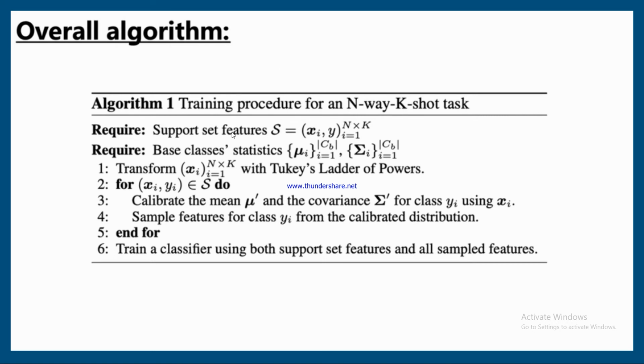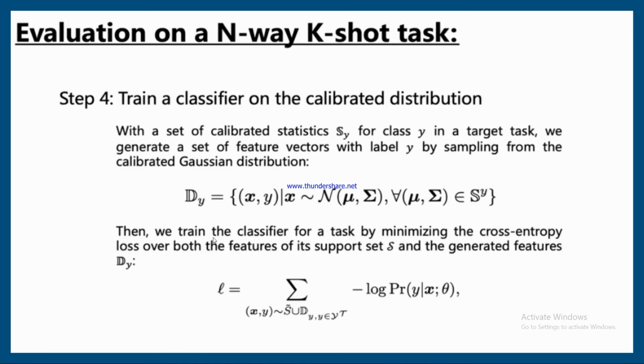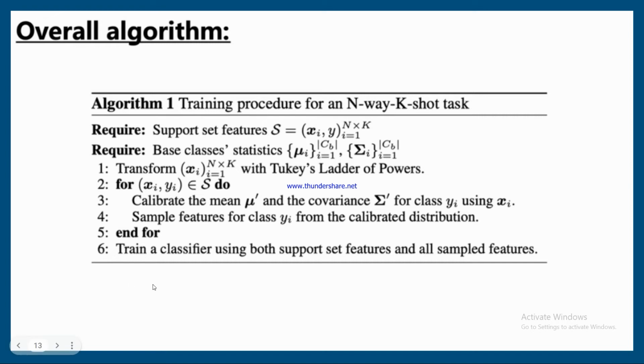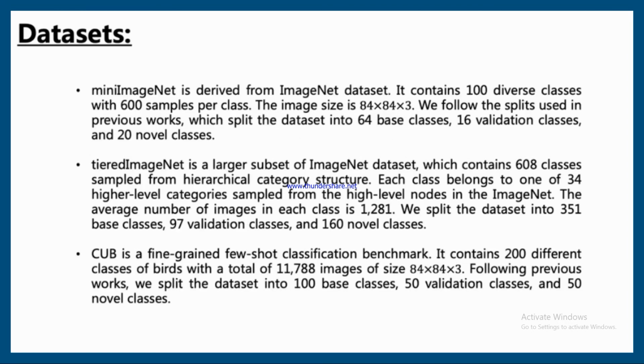So the requirement is the support set features first, and then base classes, finding mean and variance, covariance, and then transform with the Tukey ladder power transformation, and then for every x comma y, calibrate the mean and covariance for class yi using xi. So here that we have seen. And then sample features for class yi from the calibrated distribution, and then train a classifier using both the support set and all the sampled set.